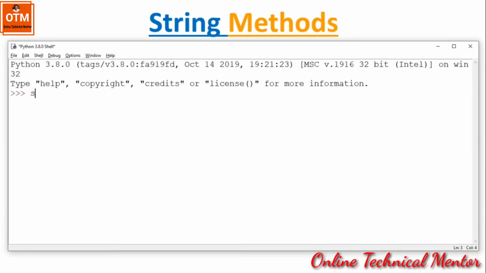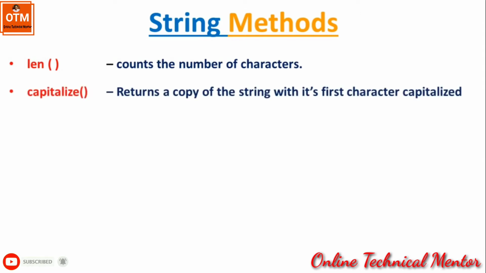If I write, say, s equal to computer, now if I write len within brackets s, it will return the number of characters within the string s. That means the word computer has 8 characters within it, so it returns 8.